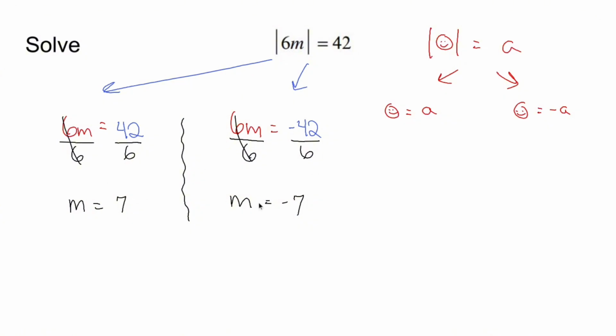So what you should do with these types of problems is do a mental check. All right, so I'll do the mental check over here. We have two possible answers. M could be 7 and m could be negative 7.